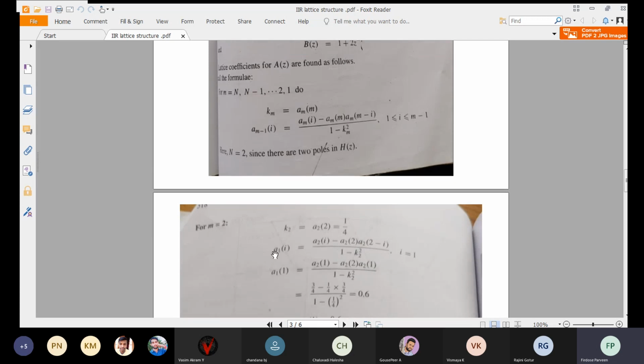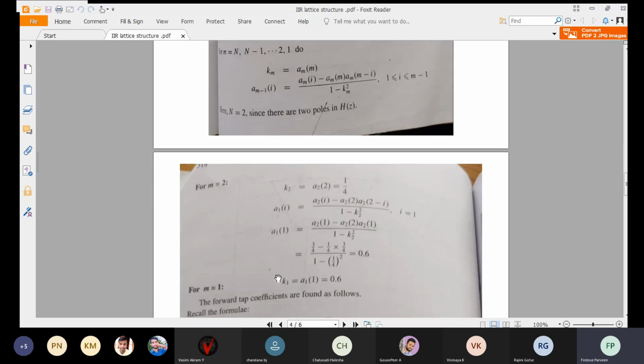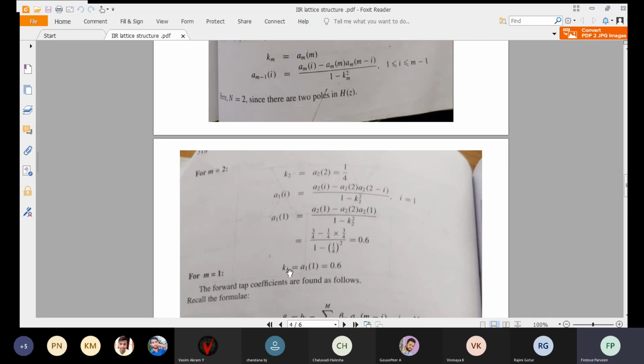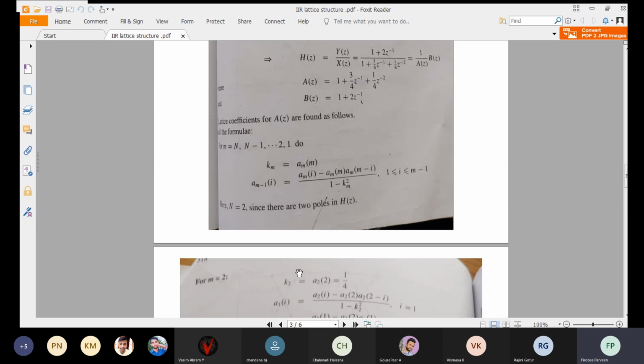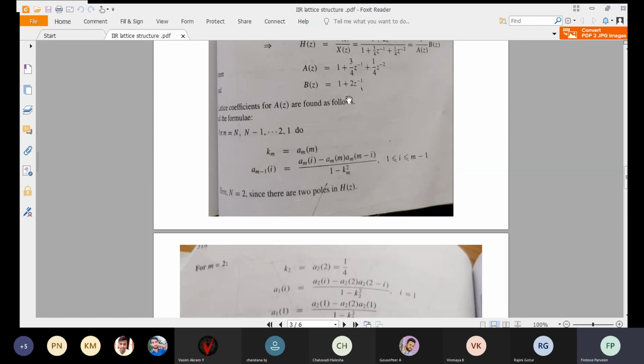Same way, do it for A1 of 1. You will get the answer. So that one is nothing but your K1. So we have K1 and we have K2. Okay. So for 0, this is your B0 and this one is your B1.